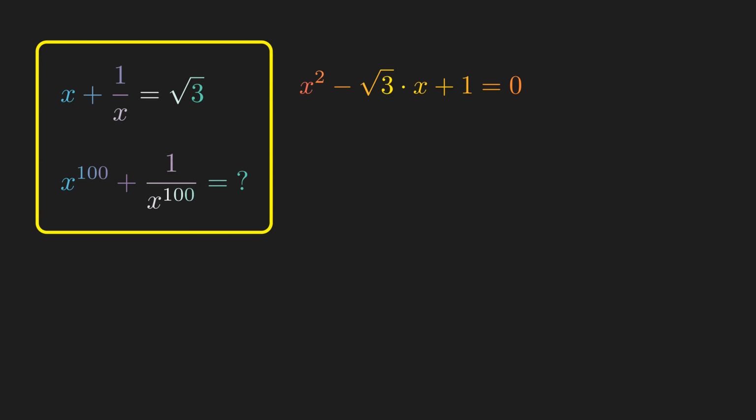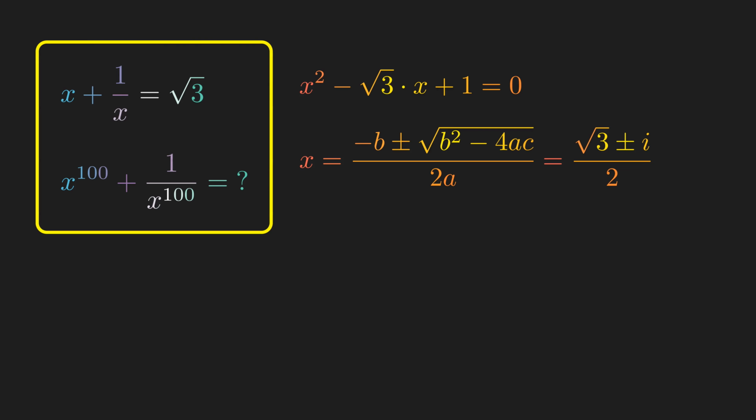We already know the general solution of such an equation. The quadratic formula is minus b plus or minus square root of b squared minus 4ac all over 2a. This particular equation has no real roots. If you plug in the values of a, b, and c, you find x equals square root of 3 plus or minus I all over 2. We can make this expression a little nicer. Okay, now here comes the interesting part.